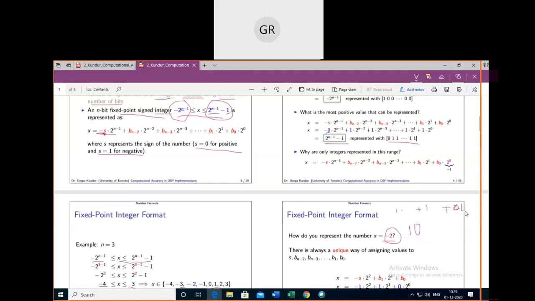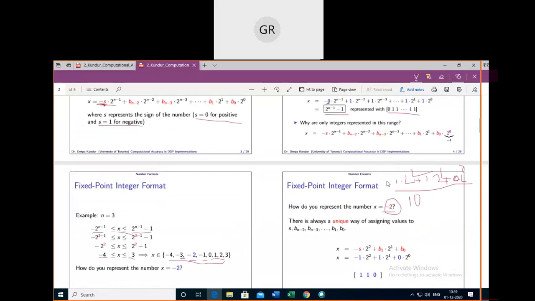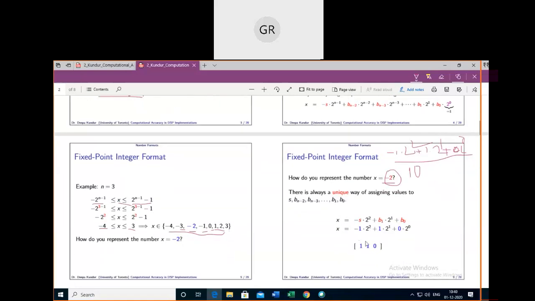Okay, this one is 2 raised to 0. This one is 2 raised to 1. This one is 2 raised to 2. See here, the minus sign. You can write x equal to minus 1 into 2 raised to 2 plus 1 into 2 raised to 1 plus 0 into 2 raised to 0. The numbers are 1, 1, 0. This represents the minus.